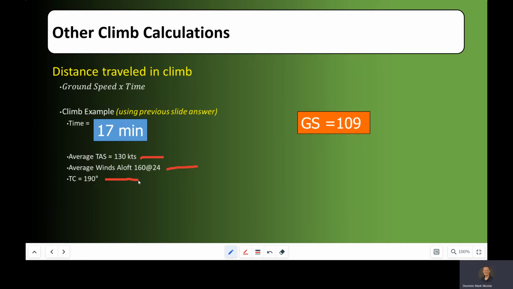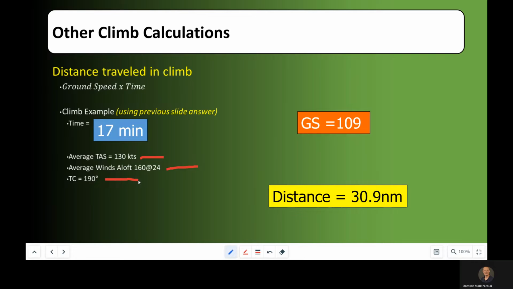So now that we have a ground speed, now we can use either a formula for time, speed, distance, or the front side of the flight computer, set our rate at 109 knots. Okay. For 17 minutes, uses 30.9 nautical miles. If you're using a calculator for 17 minutes, you have to convert it into an hour's equivalent. In that case, you divide 17 by 60.